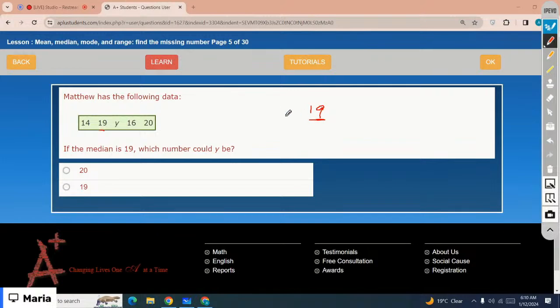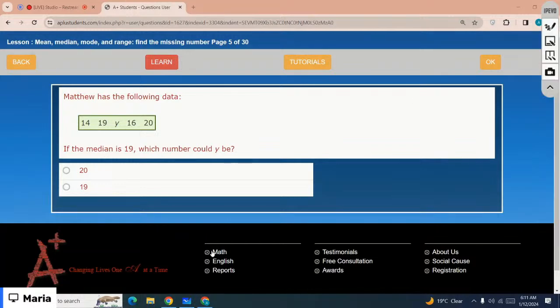Before the 19, you have the numbers that are less than 19, and after the 19, you have the numbers that are greater than 19, right? So before 19, you have 14 and 16, and after 19, you have 20. You must have one more number over here, that is Y, right? Y is 20 or 19. So which is the correct option? It could be either 19 or 20, right? The correct option is 19. Y could be 19. Got it?